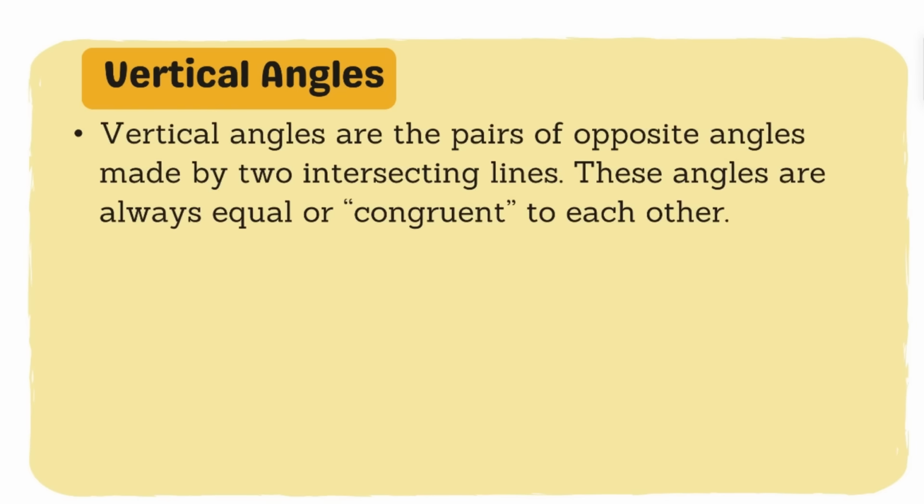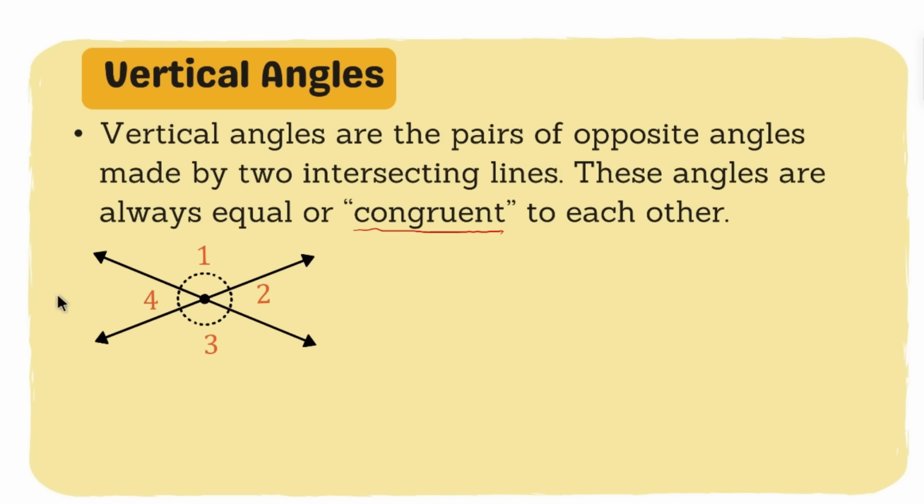Now, we also have what we call the vertical angles. Now, ano naman ang mga ito? So, let's see. Vertical angles are the pairs of opposite angles made by two intersecting lines. These angles are always equal or congruent to each other. Later on, malalaman nyo ang ibig sabihin ng congruent. Now, this is what we call an example of vertical angles.